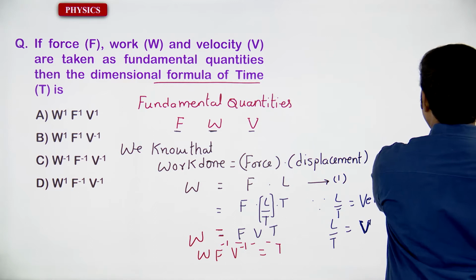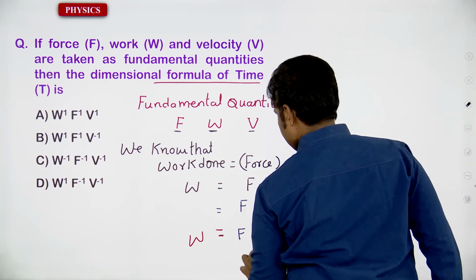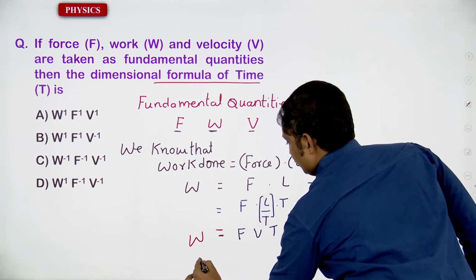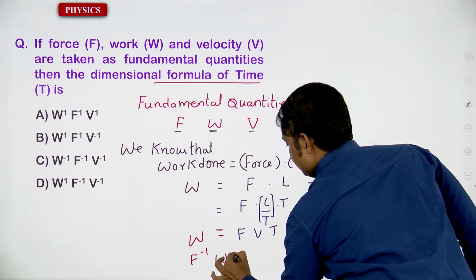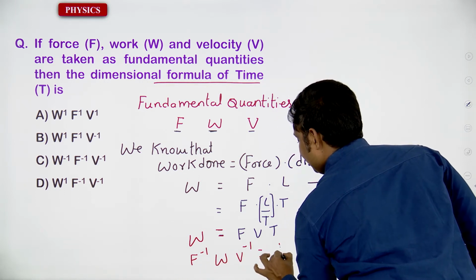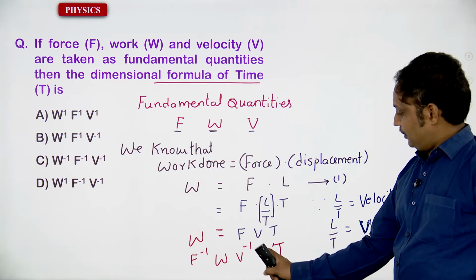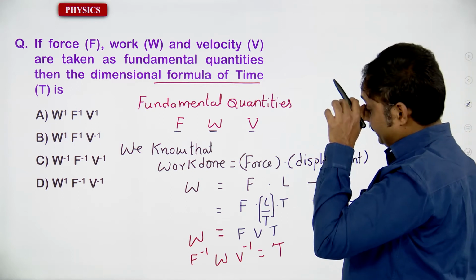Just you have to write down here. It's better for you. Yes, you have to write down. Therefore, F minus 1 W V minus 1 is equal to T. That is very clear. You can place it T, that same one. Now, easily you will find out that.